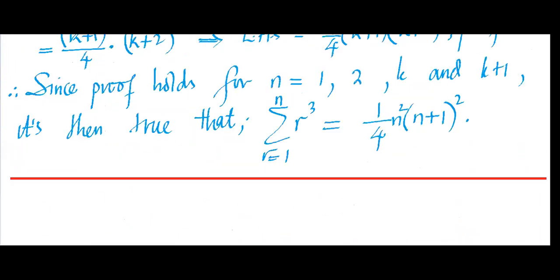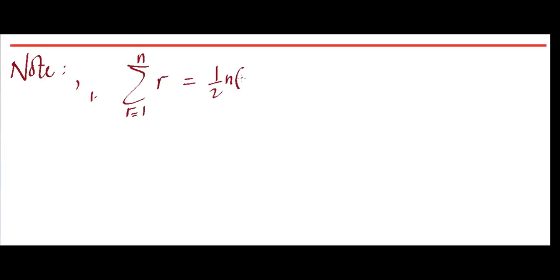Unless otherwise, generally it's important to note those are important summations. Note, one, that the summation from r equal to 1 up to n of r is a half n into n plus 1. We have proved that they are true.